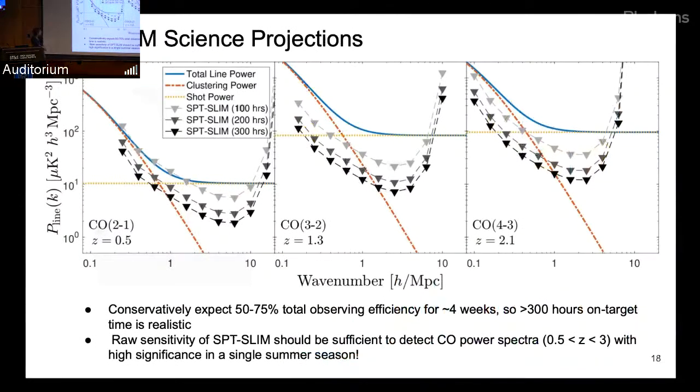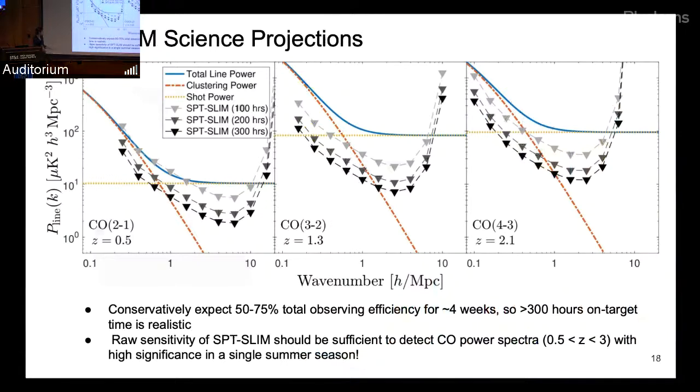And these are our science projections. So you can see here the theory curves that we are measuring. You'll have some clustering power in red, shot power in yellow, and you get this total line power for each of these 3 lines at different redshifts. And even at 100 hours, we should be making detections. And we can conservatively expect a 50 to 70% total observing efficiency for 4 weeks in 2023. So about 300 hours of on-target time is actually quite realistic.